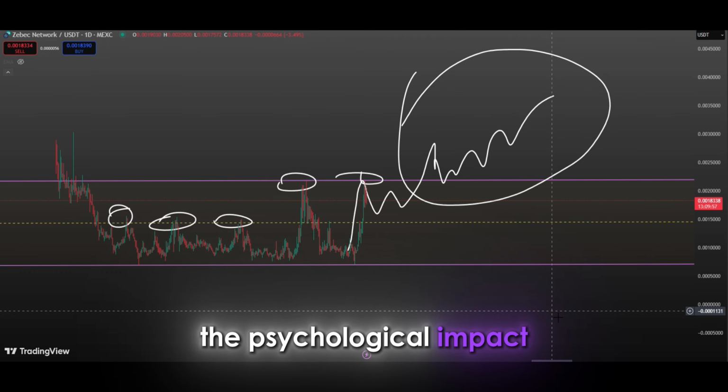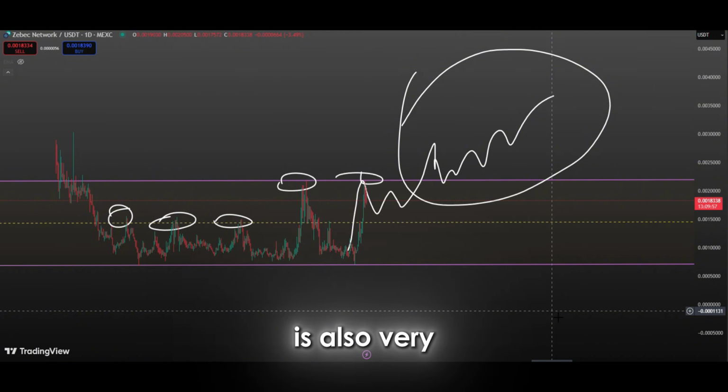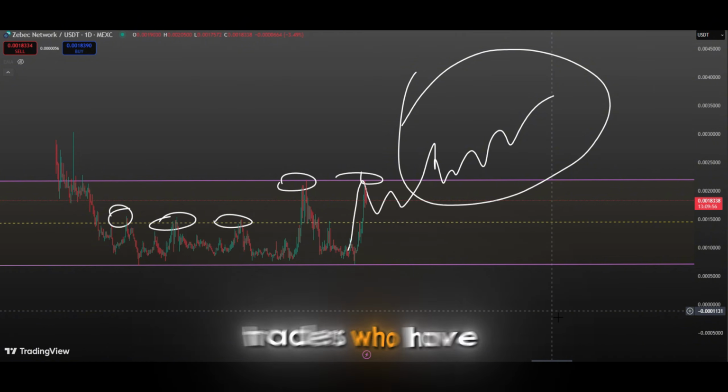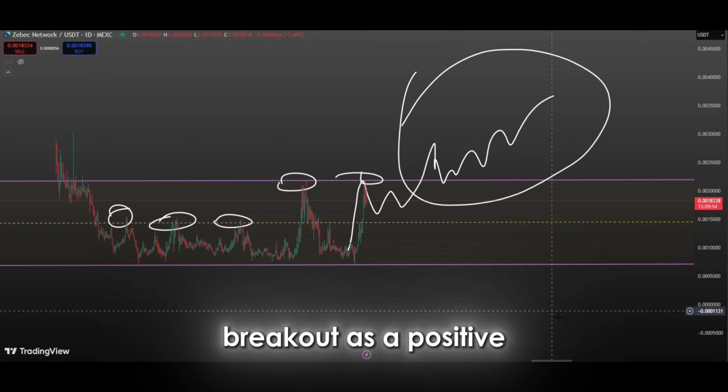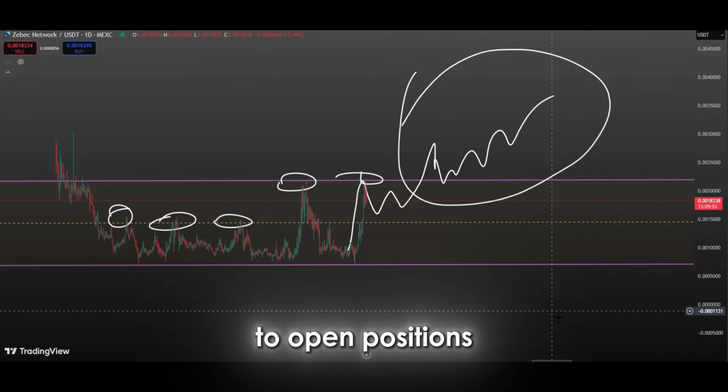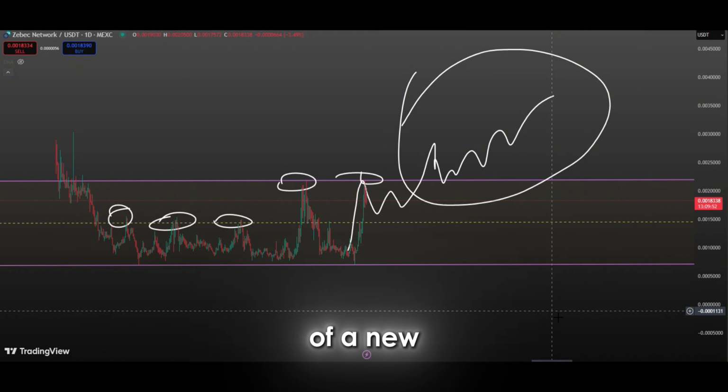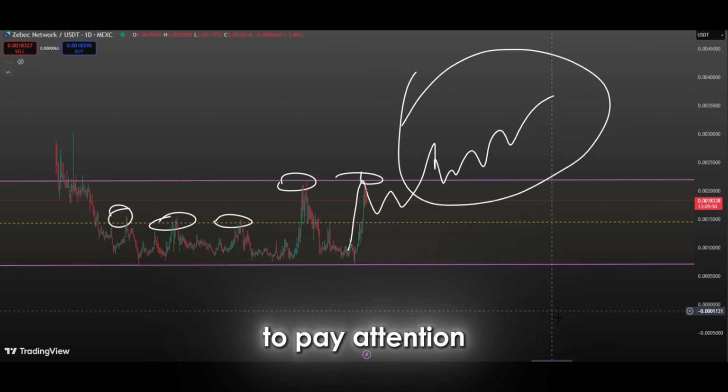The psychological impact after a channel break is also very important. In particular, traders who have been stuck inside the channel for a long period of time may perceive the breakout as a positive and be willing to open positions. This may lead to the beginning of a new bullish wave in the market. It is a common strategy for traders to pay attention to such levels and take advantage of the momentum after the breakout.